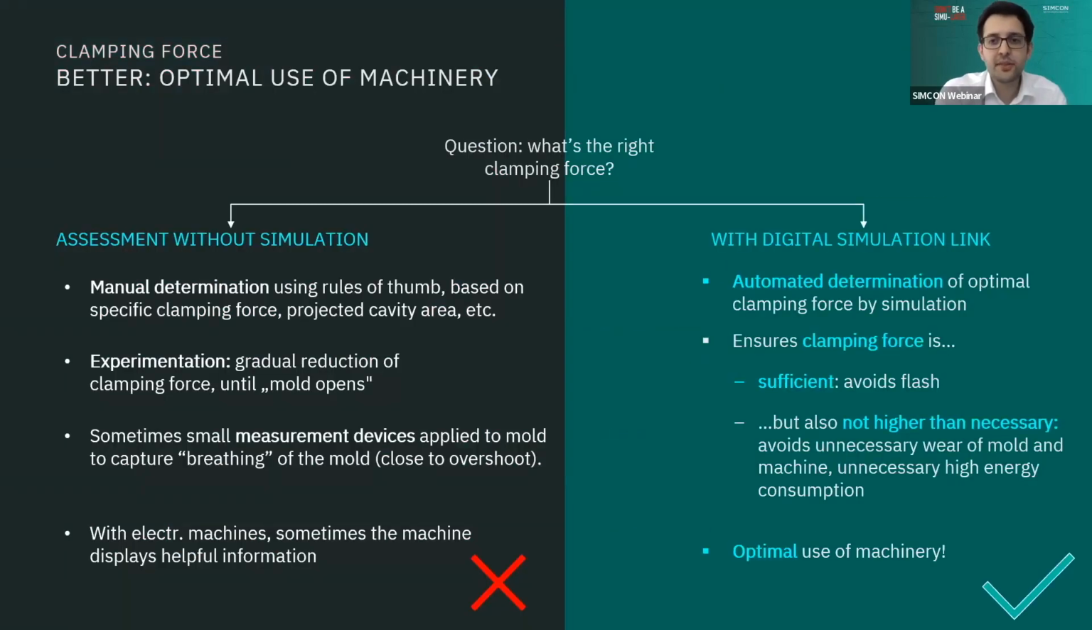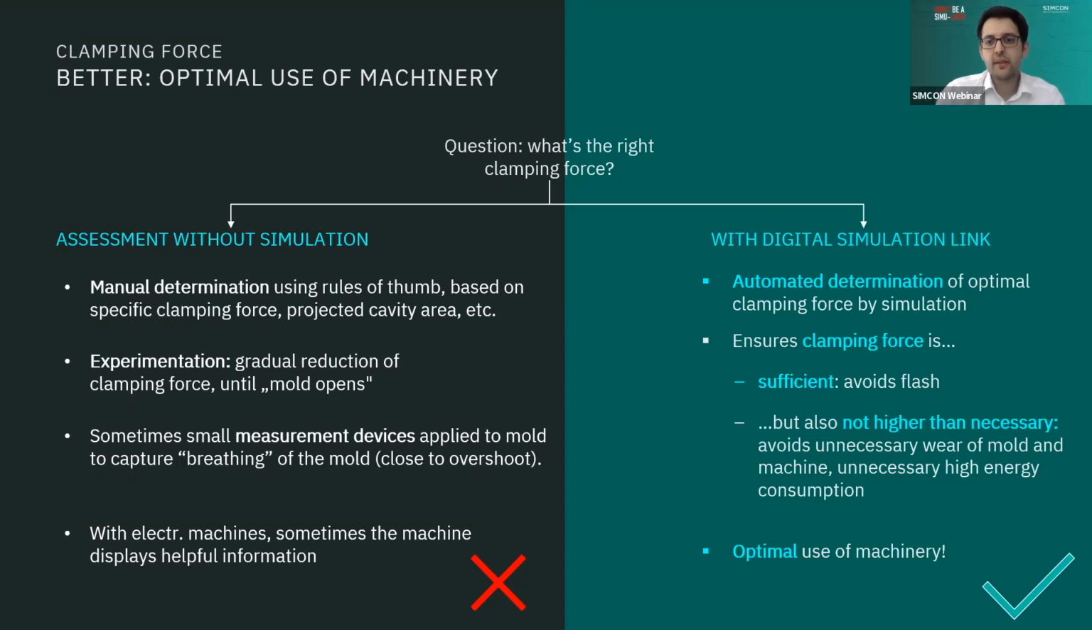So instead of proceeding with a manual determination as before, using, for example, rules of thumb to specify the clamping force, or really experimenting where one gradually reduces the clamping force until the mold opens, or even using measurement devices where you have to set up all these dials and measurement devices to see how big my clamping force actually is, it is better to do it with simulation.